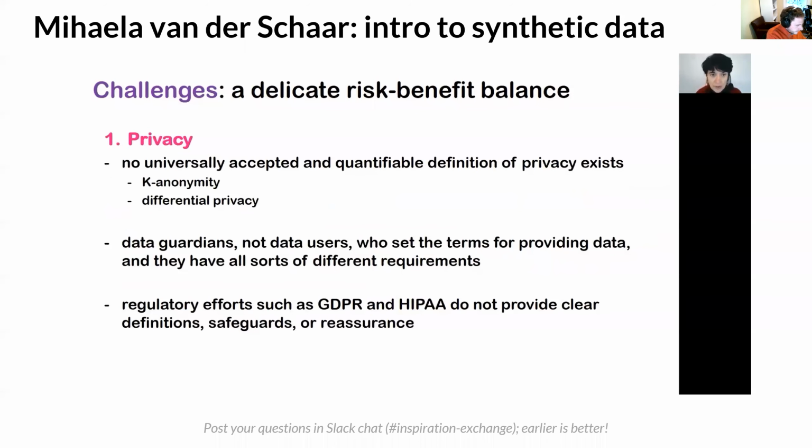There is currently no universally acceptable and quantifiable definition of privacy. We have k-anonymity, differential privacy, and also other forms of privacy. Data guardians and data owners are the ones who set the terms for providing the data, and they may have all different types of requirements. Also, this is challenging because regulatory efforts such as GDPR and HIPAA do not provide a clear formal definition and safeguards that we can use when developing synthetic data.